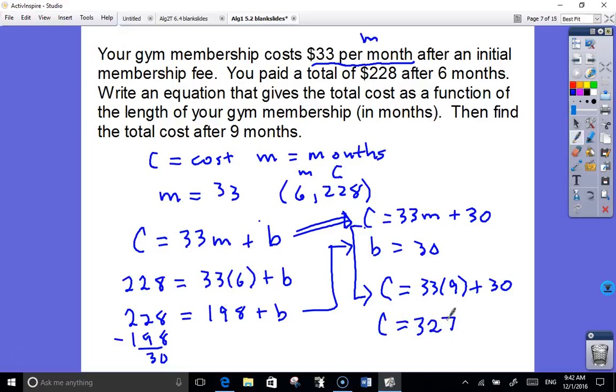That sounds like a lot of money just to go to the gym. You could just go running or something like that. Buy a pair of shoes.